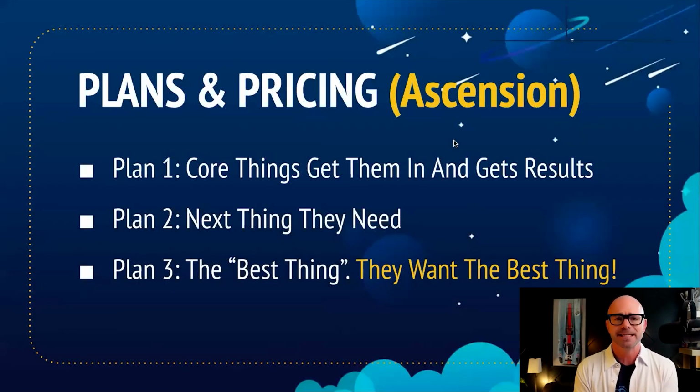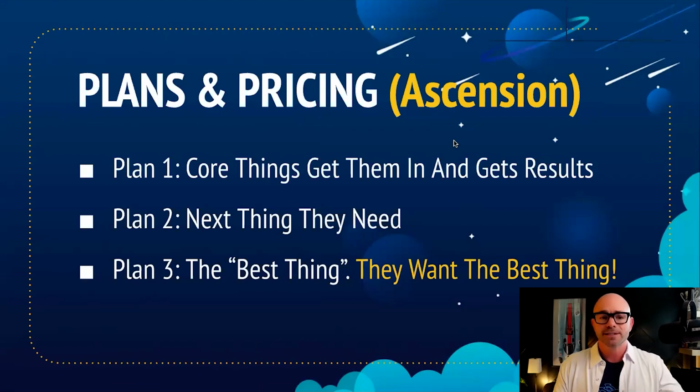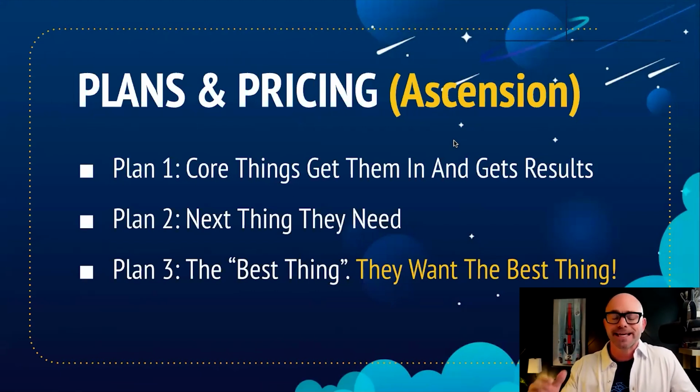The first thing is the Ascension model in your SaaS pricing. Let's just go with 3 plans because everyone's kind of used to the 3 plans. So plan number 1 is the core thing, right? The core things that get them in and get them results. That's the main thing you want to do. Going back to yesterday, what was your offer? Your offer is going to get them some results, right? Plan number 2 is the next thing they need. Plan number 3 is the best thing. Keep in mind, everybody wants the best thing. So don't be afraid to price it accordingly.